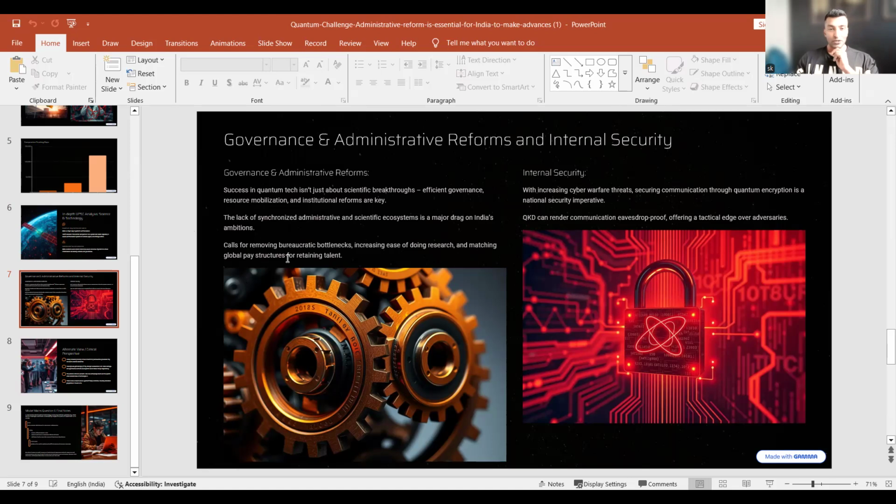And then this basically calls for removing bureaucratic bottlenecks, increasing ease of doing research, and matching the global pay structure for retaining the talent. Coming to internal security, increasing cyber warfare threats mean securing communication through quantum encryption is a national security imperative also. And then QKD can render communication eavesdrop proof, something which I've discussed in the second slide, offering a tactical edge over the adversaries.